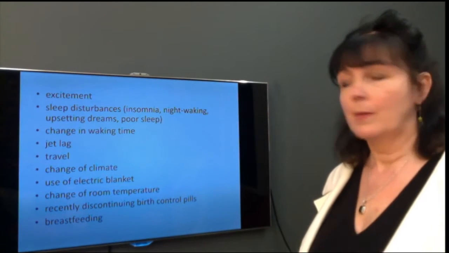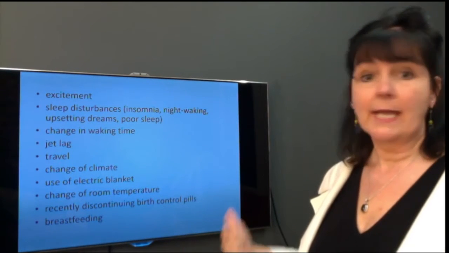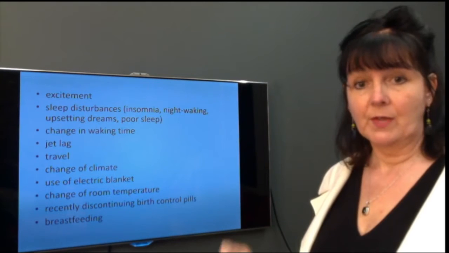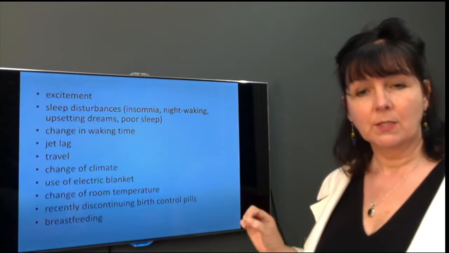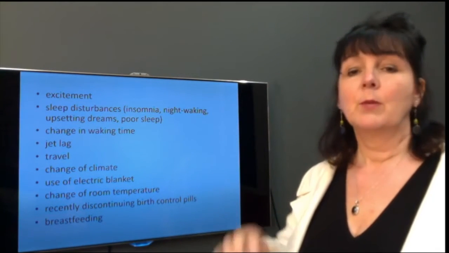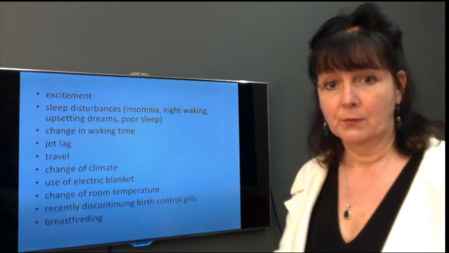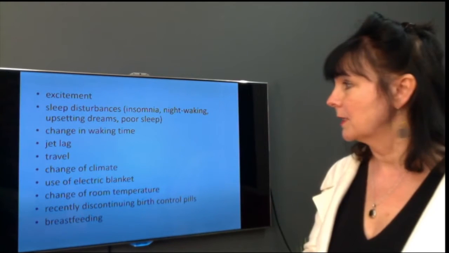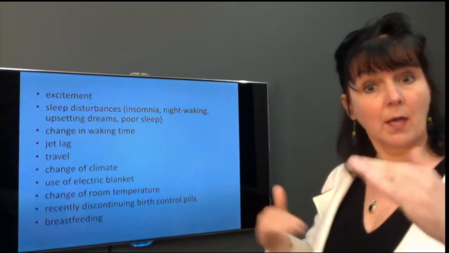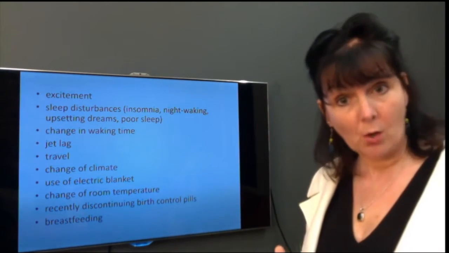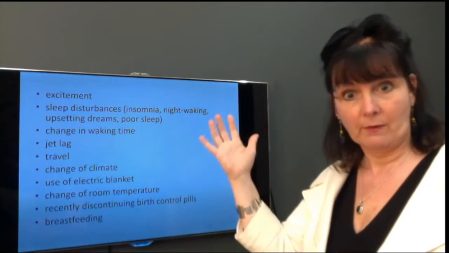Jet lag and travelling always have an effect. It's worthwhile continuing to chart if you can, because you may still be able to read the rest of the component parts of the chart, but certainly make a note of it. A change in climate, so if you're moving to a climate which is very cold, or you've gone on holiday somewhere very hot, make a note of it.